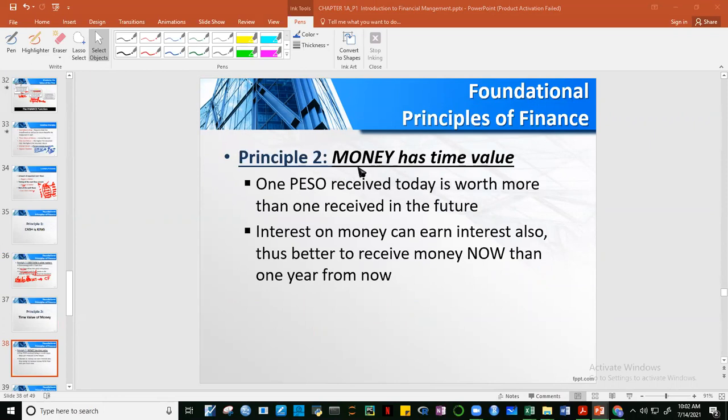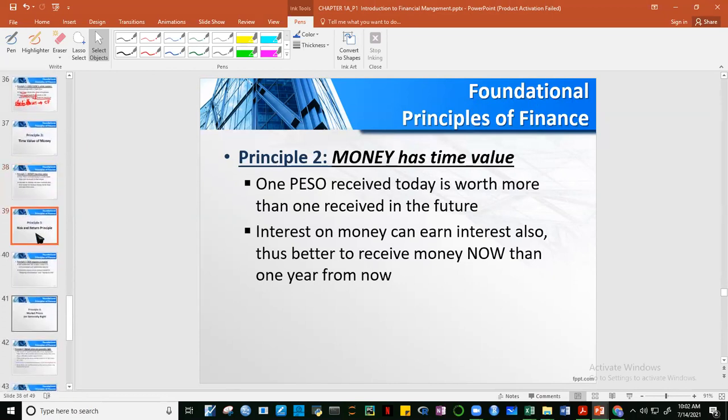So, the principle is that money has time value. 1 peso received today is not the same as 1 peso received in the future. Kasi guys, interest on money can earn interest also. So if we invest 1 million today, it can earn interest, and that interest also earns interest over time. So after 1 year, your 1 million would be higher than 1 million, compared to getting 1 million after 1 year. It's better to receive money now than 1 year's time from now. I hope that's clear, guys.